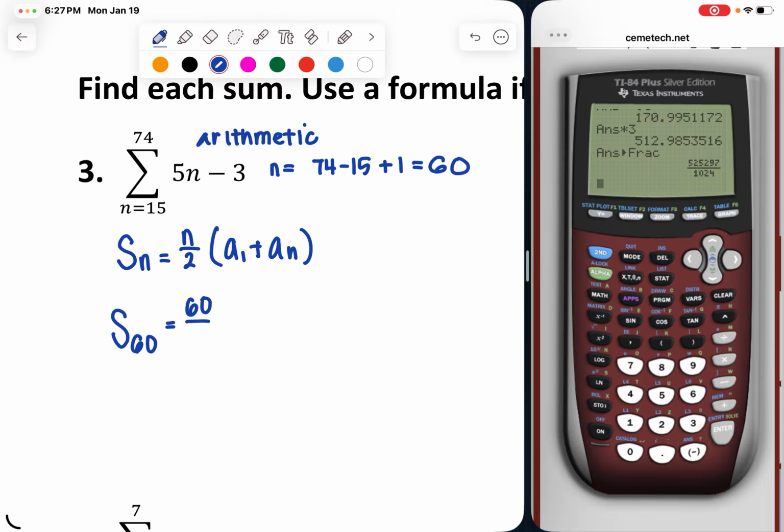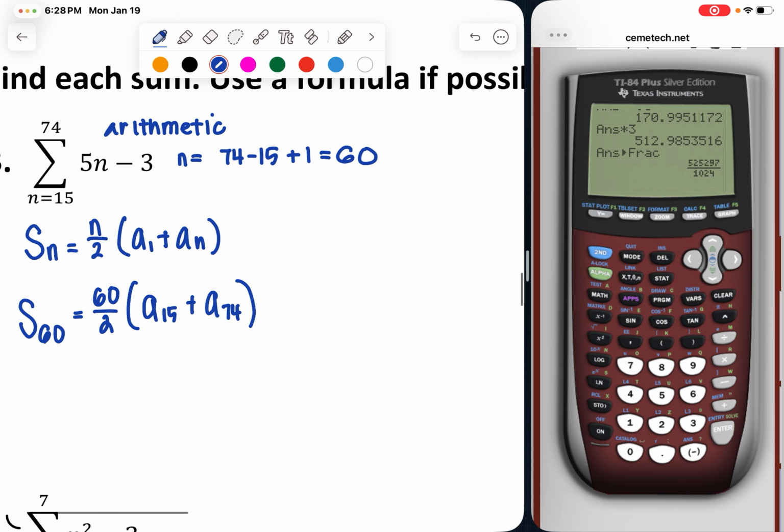I'm doing 60 divided by 2. And then I need a sub 15 plus a sub 74, that's the formula. So for mine, I need a sub 15 because that's my first term, plus a sub 74 because that's my last term. Hopefully that's making sense for you.